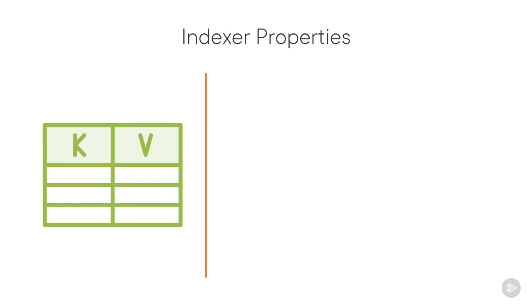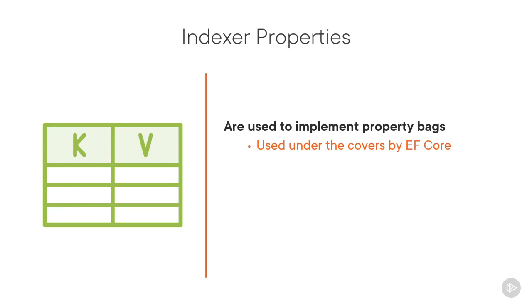Next up, let's take a look at indexer properties. Indexer properties are interesting to us, especially because they facilitate the creation of something called property bags. Property bags is a very important feature under the covers of the EF Core framework. For example, EF Core uses it to allow us to implement direct many-to-many relationships.